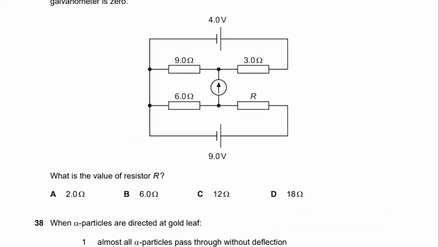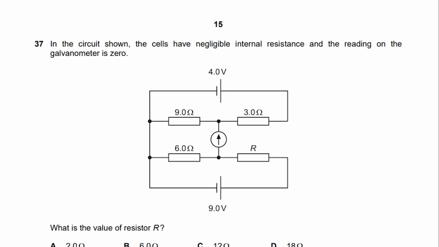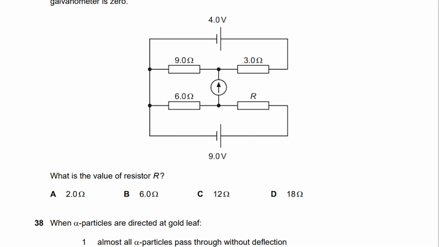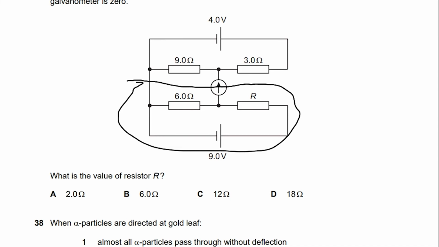Question number 37. In the circuit shown, the cells have negligible internal resistance and the reading on the galvanometer is 0. What is the value of resistor R? Now see, for a moment ignore this circled part and only look at the above circuit, where 4 volt is the main EMF source. We have two resistors, 9 ohm and 3 ohm, in series, and obviously this is a potential divider circuit. Now this 4 volt is shared between these two resistors. Let's find out how they are shared.